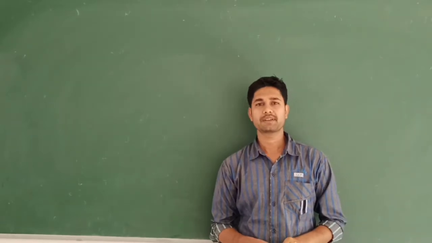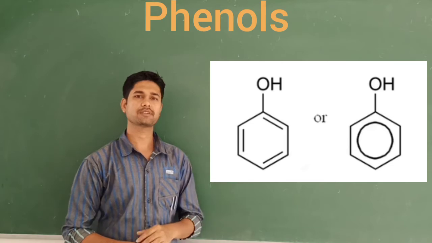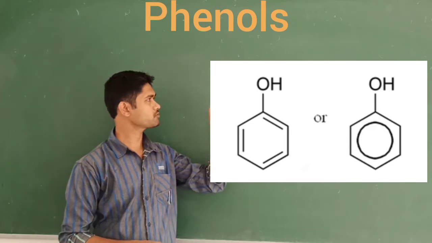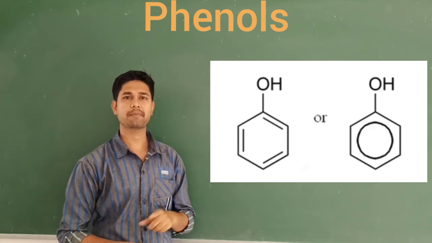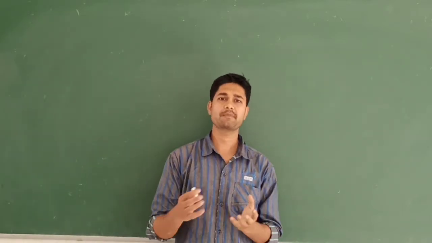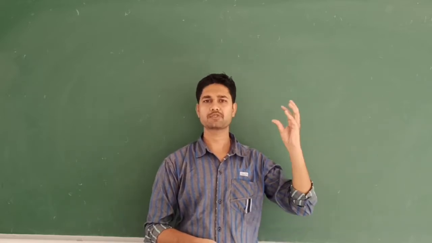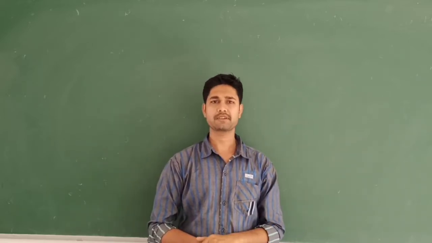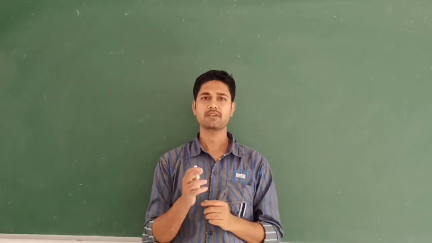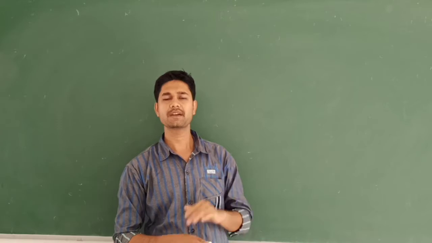Let us discuss phenols. You can see the structure of phenol, which contains a hydroxyl group directly attached to the benzene ring. That is called phenol, or its name is hydroxybenzene. These are organic compounds where the OH group is directly attached to the benzene ring. I mean, in the benzene structure, one of the hydrogens is replaced by the OH group. So these are called phenols.